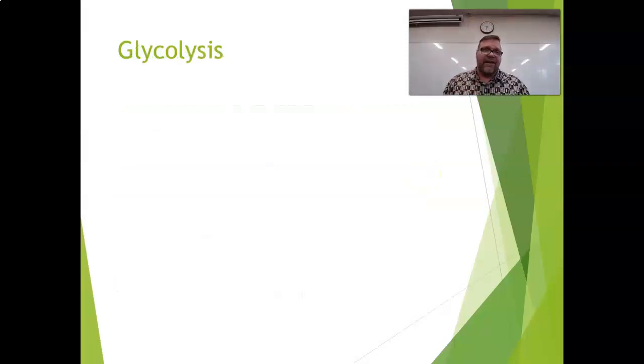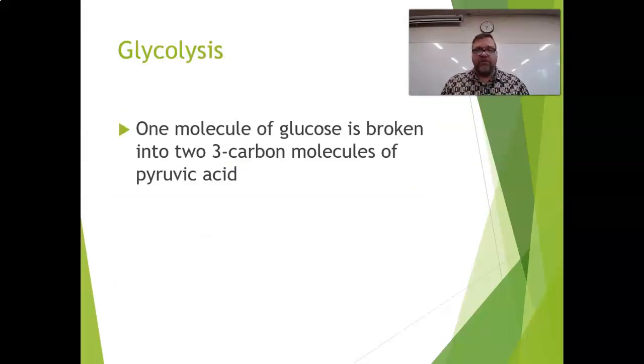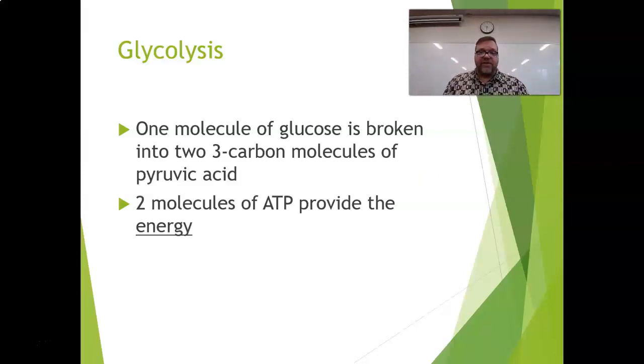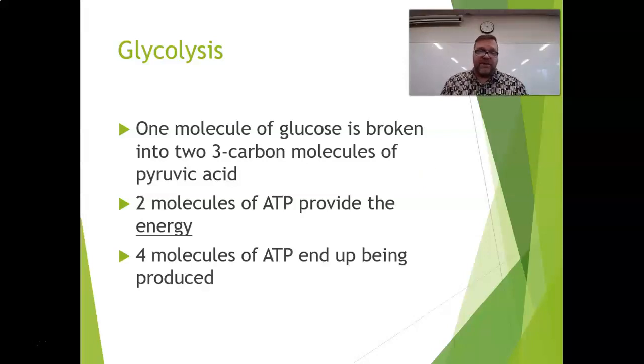First part, glycolysis. One molecule of glucose is broken into two 3-carbon molecules of pyruvic acid. Remember that in our glucose we have C6H12, 6 carbons. So instead of having 6 carbons, it breaks up into 3 and 3. There it is, pyruvic acid. 2 molecules of ATP provide the energy, and 4 molecules of ATP end up being produced. So I spend 2, and I end up getting 4. That's a pretty good deal.